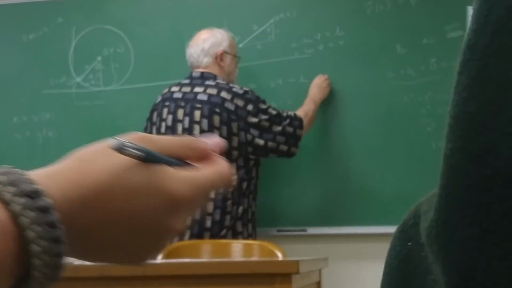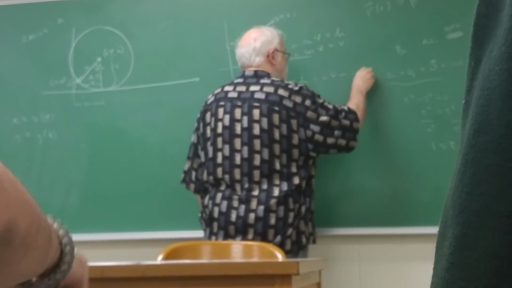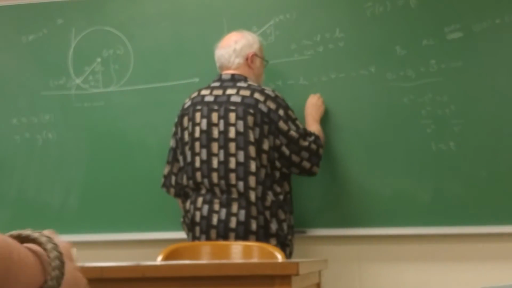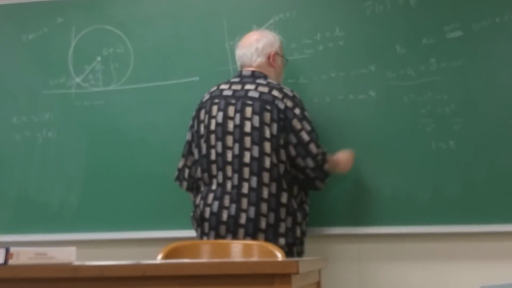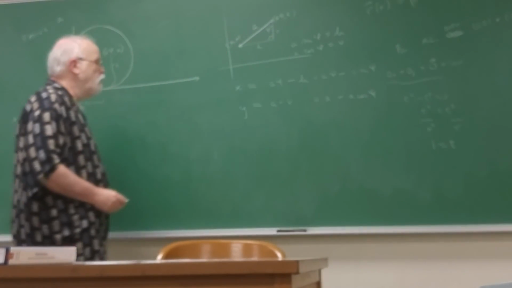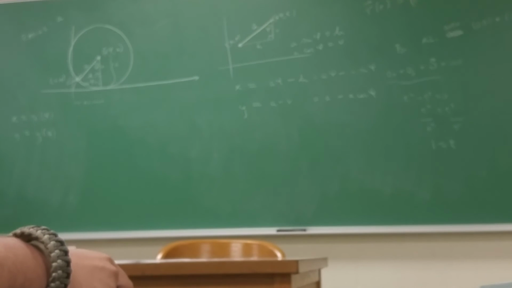So then this is A phi minus A sine phi, and this is A minus A cosine phi, and those are our parameterizations. All right. So we worked it out on the basis of geometry.